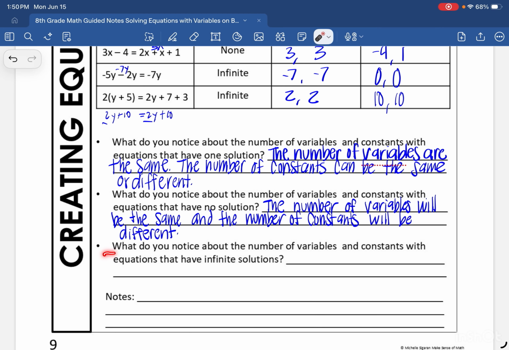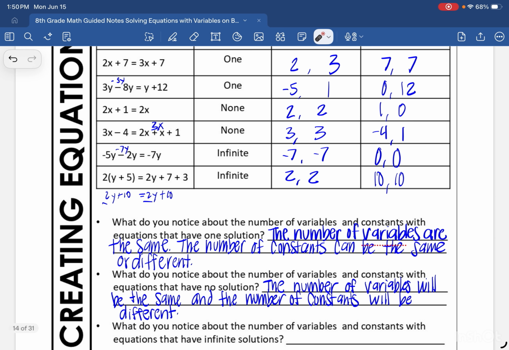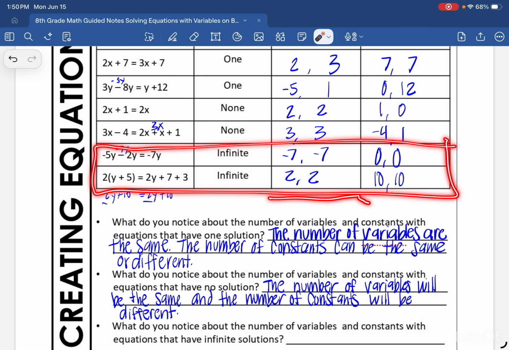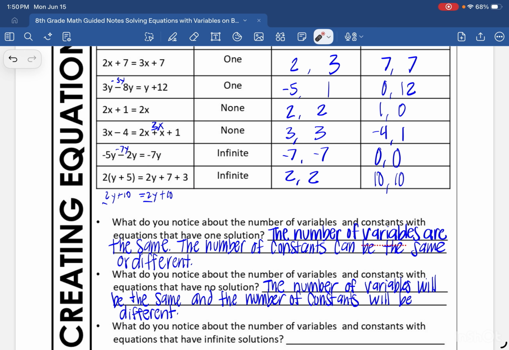Now it asks, what do you notice about the number of variables and constants with equations that have infinite solutions? So down here at the bottom, the equations that have infinite solutions have the same number of variables and the same constants on each side. And that is essentially because the expressions are the same on each side when they are simplified.